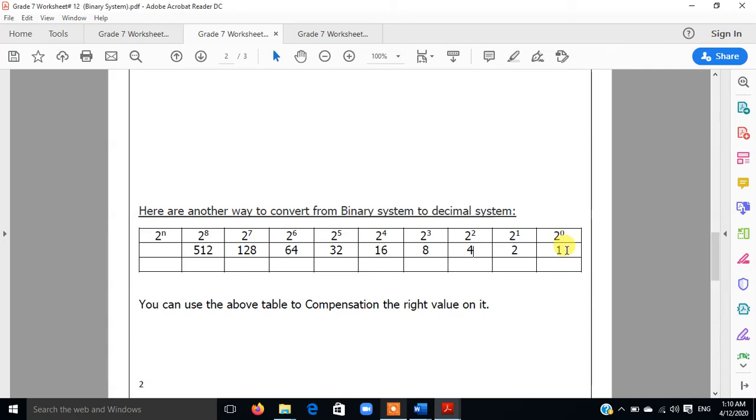2 power 0 is equal to 1, 2 power 1 is equal to 2, and so on, till 2 power 8. For your own knowledge, in the exam I will never ask you to do more than 5 or 6 digits, but it's up to you if you want to know what 2 power 8 or 2 power 9 is.